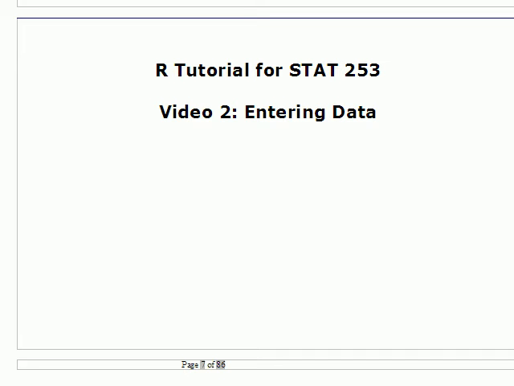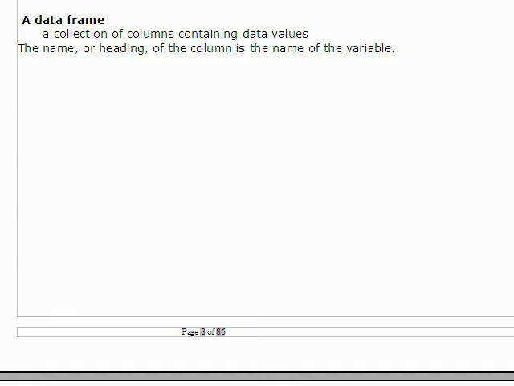In this video, I will show several different ways of entering data into the R program. First, let's look at some of the structures that R uses to save data. The most important one for our purposes is going to be what's called the data frame. Vectors are important too, but mainly the data frame. So what is a data frame?